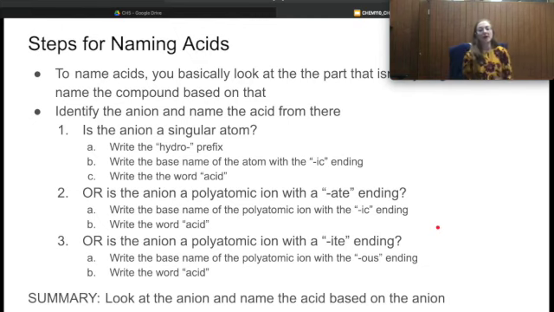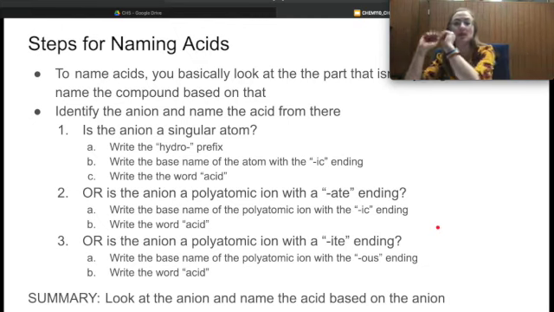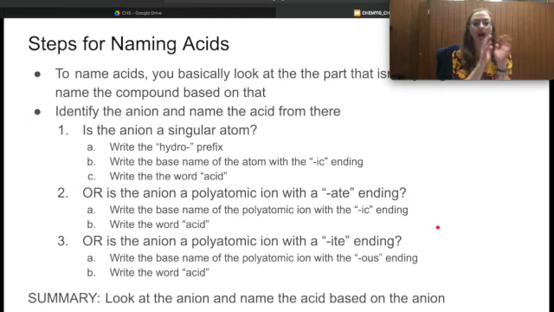So if the anion is just a singular atom, it's not a polyatomic ion, it's a monatomic ion, we write the hydro prefix, we write the base name of it, and then we write the ic ending. So we end up with hydrochloric acid. That's how we're getting the naming scheme. Hydrobromic acid, hydroiodic acid, lots of different things there. So if your anion is a single atom, you take the hydro prefix, that base name that we got from the anion names, with this ic ending, okay? So hydro whatever ic acid.